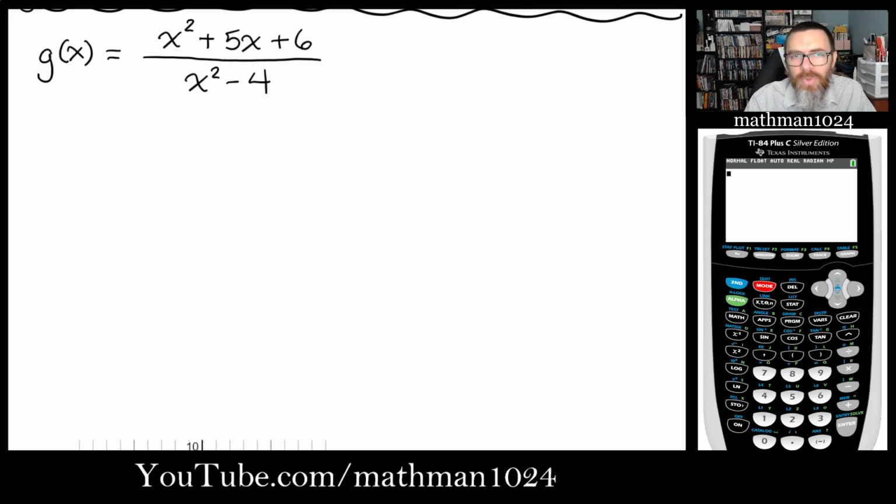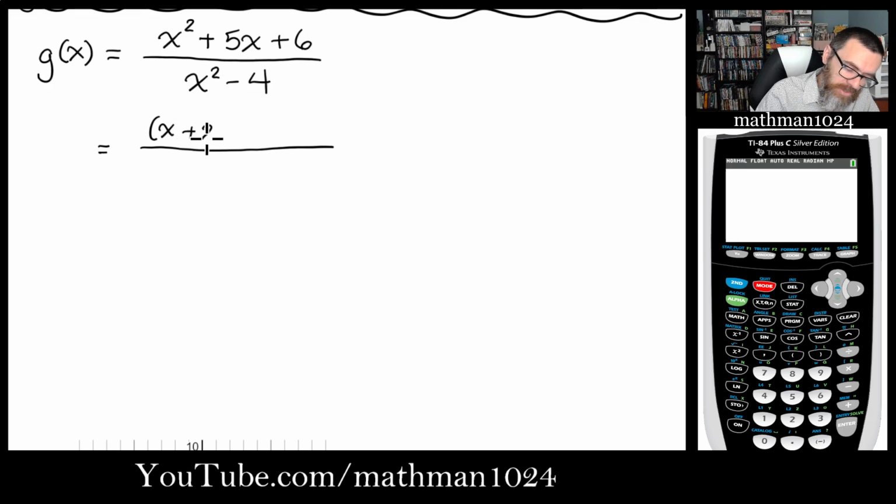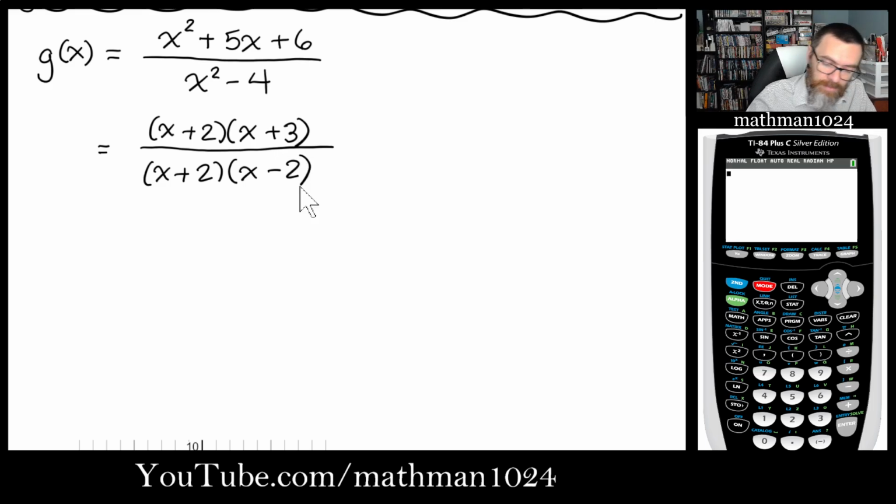All right, so here we go with yet another rational function that we want to graph. We might actually have a little bit more work to do with this one. The first step is to make sure that everything is factored completely. So in the numerator, this factors as x plus 2 times x plus 3. And the denominator, x squared minus 4, is the difference of squares, so that's x plus 2 times x minus 2.